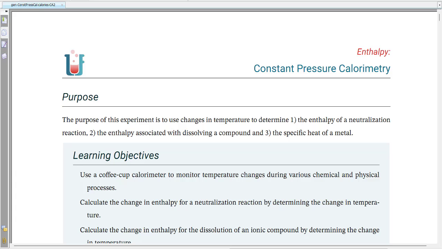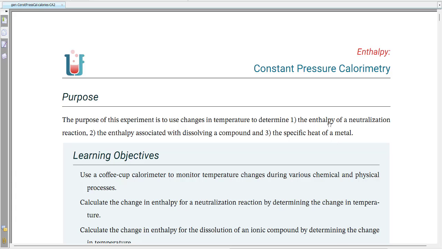Hi everybody. We are here today to go over the LabFlow experiment for constant pressure calorimetry. Thermodynamics and thermochemistry are one of the things that really challenge students as we go through general chemistry, I think mostly because of the sort of detail that's required to go through the math. So this lab is a good example of three different types of calorimetry that we might do in the lab.